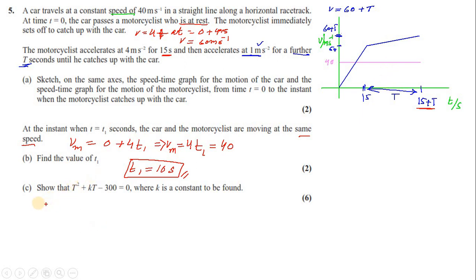So first we find the distance traveled by the car. I know that this is the area under the velocity-time graph for the car. So this is the distance for the car. The distance of the car, Sc, would be equal to, because of uniform motion, moving with velocity 40 into the time taken, so the total time taken by the car is 15 plus T. That means you can multiply it out: 600 plus 40T.